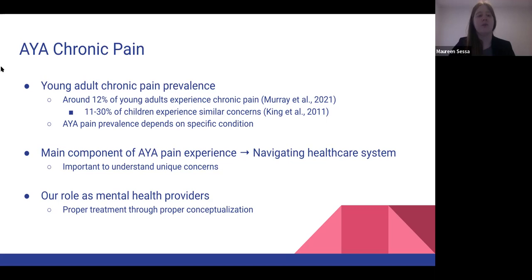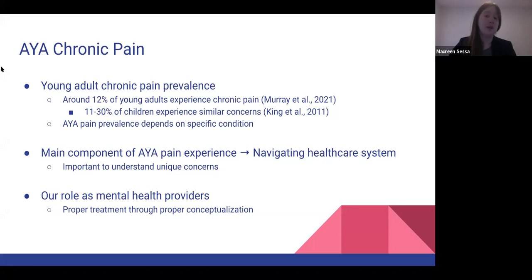If we're seeing that around 12% of young adults can experience chronic pain, it's interesting to me that this is not as part of the larger conversation as it could be. So that's really why we're bringing it in here. We know that children can also experience a variety of different chronic pain experiences. We see around 11 to 30%. So this is continuing on into young adulthood.